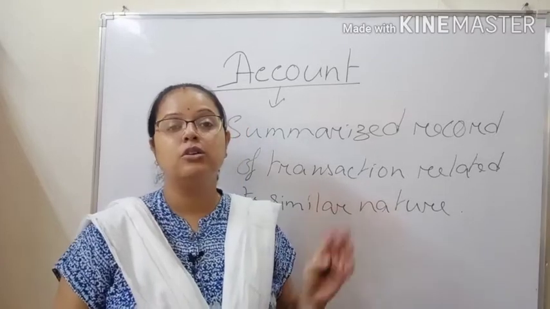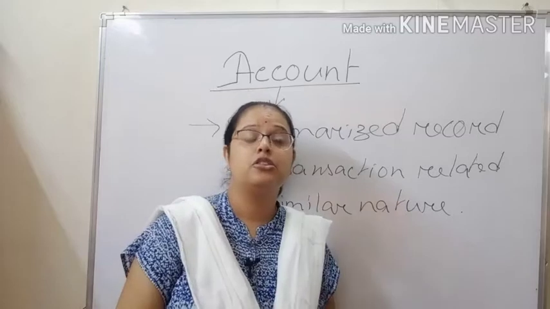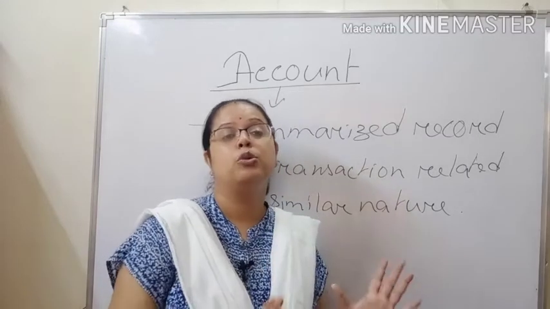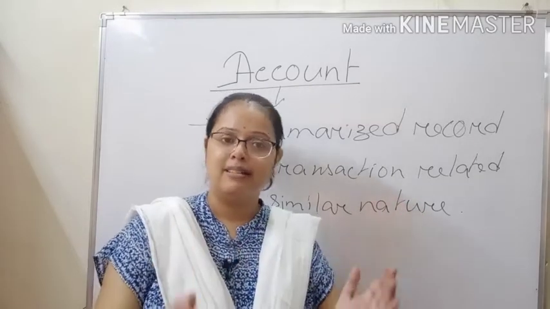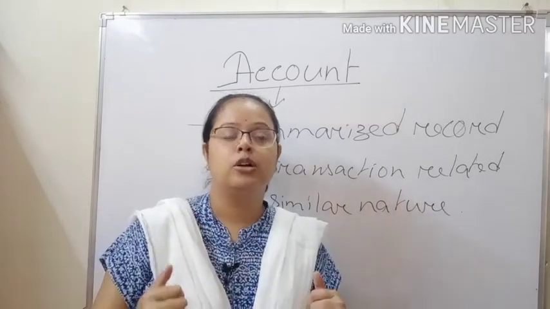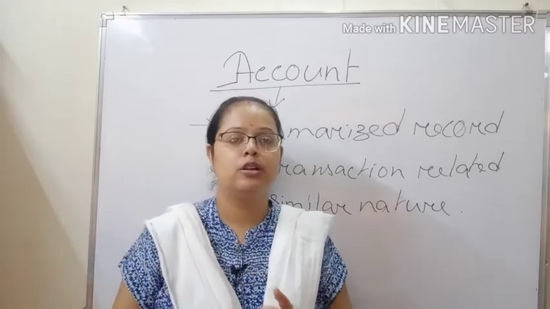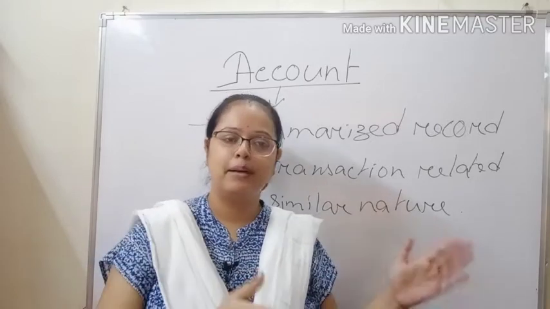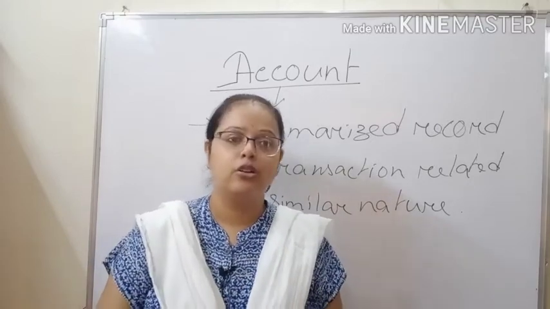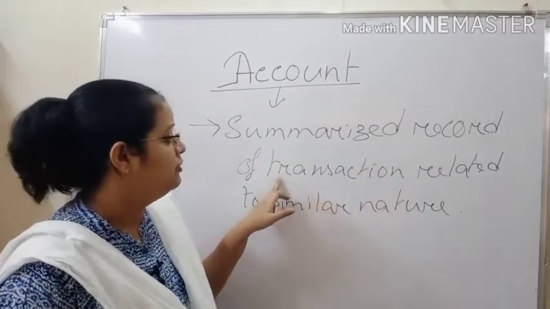Clear? An account is when we write a particular nature of transaction in a particular book. For example, furniture related transactions in one book, salary related transactions in one book, purchase related or sales related in one book, and then revenue related in one book. We record every item separately. And an account is that summarized record of transactions.